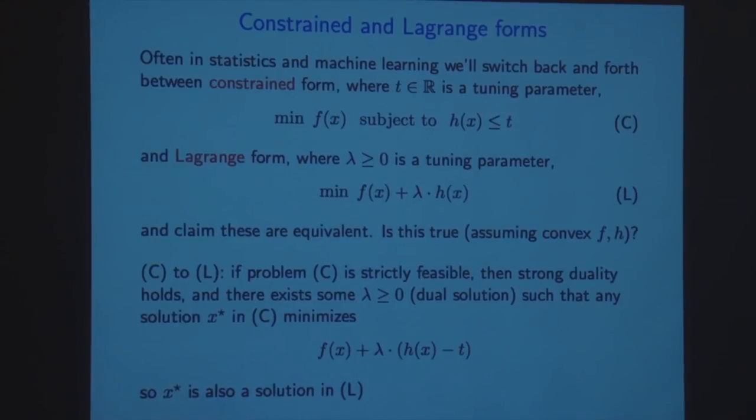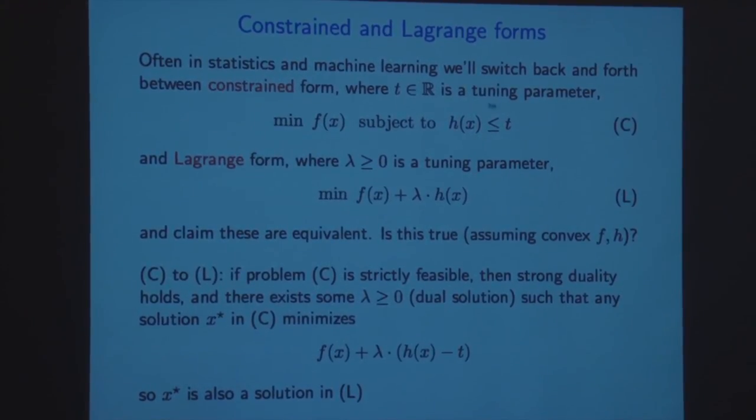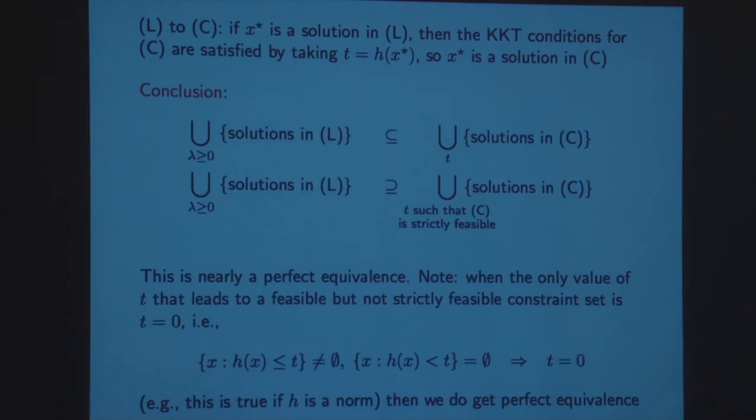So that's kind of an informal thing that we often do, is we allow lambda to be infinite to account for the case when we want to make h of x equal to 0. And for example, this is what happens when h is a norm. So we get perfect equivalence for norm penalized problems or norm constrained problems. Besides that, we get pretty much an equivalence. So you can go through that logic.